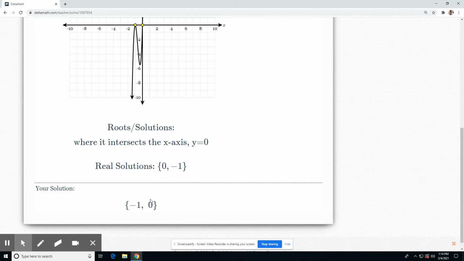0, -1, -1, 0. You should really put these in numerical order, not just mix them up like this. I'm not really thrilled about how Delta Math does things out of order, and this is out of order. -1 comes before 0. If you have a whole string of numbers, it just makes sense to put them in order. So I would encourage you to do that, but notice it gave us the right answer anyway.